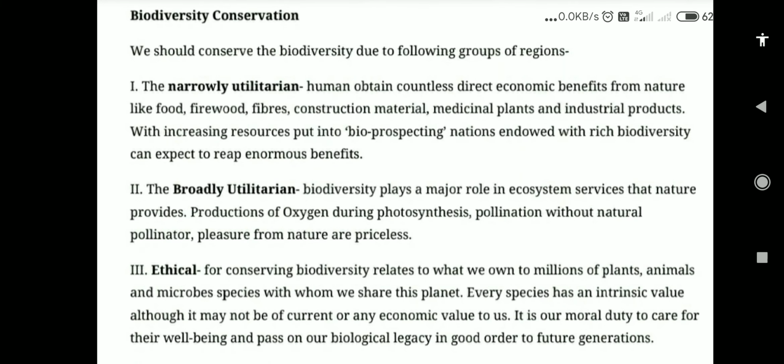So in biodiversity we have learned why we should conserve it: narrowly utilitarian, for the products obtained from the forest; broadly, they give oxygen, help with photosynthesis, and help with pollination. That's why we conserve the forest. And there is ethical value, a moral duty. It's our moral duty to care for them, so we have to conserve them.